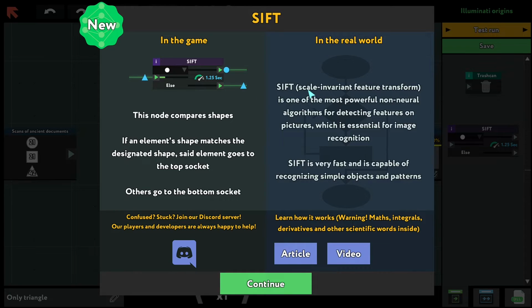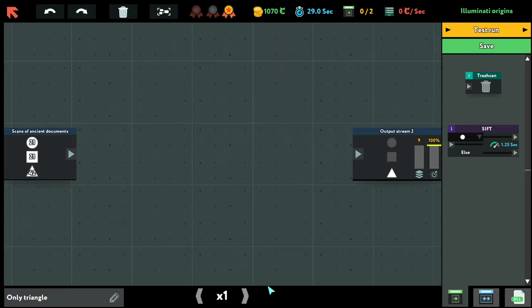In the real world, SIFT, Scale Invariant Feature Transform, is one of the most powerful non-neural algorithms for detecting features on pictures, which is essential for image recognition. SIFT is very fast and is capable of recognizing simple objects and patterns. However, not very fast over here.